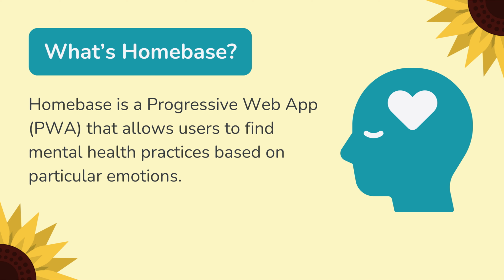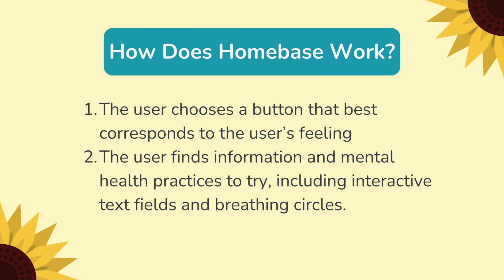So what's Homebase? Homebase is a progressive web app, or PWA, that allows users to find mental health practices based on particular emotions. How does Homebase work? There are two basic steps. First, the user clicks on the button that best corresponds to the emotion the user is feeling. Then, a page will load for the user, containing information and mental health practices that the user can try, including interactive text fields and breathing circles.